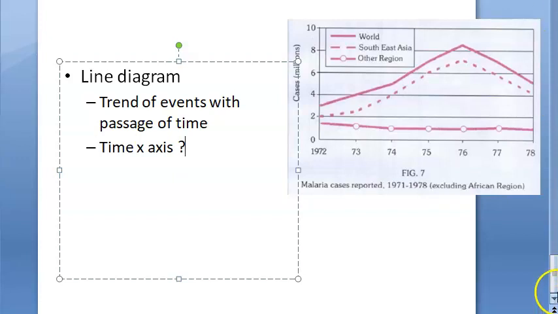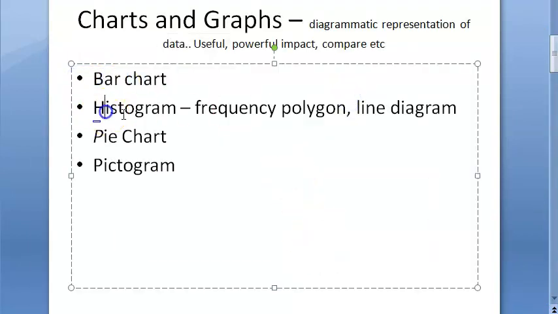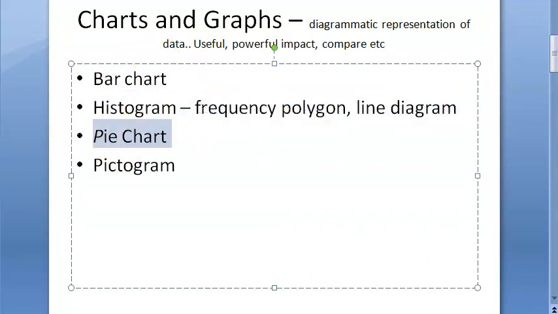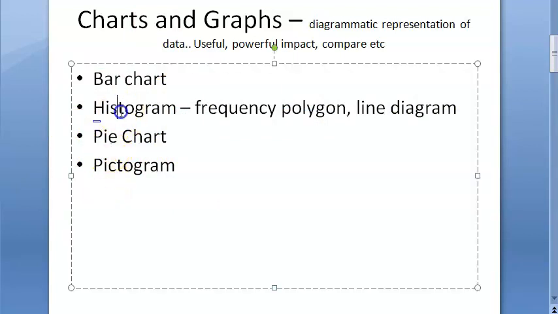So in charts and graphs, we have finished bar chart, histogram, frequency polygon, line diagram, all this we finished. Next we will move on to pie chart. Next video we will meet on pie chart. This video was on histogram, frequency polygon and line diagram. Bye bye.